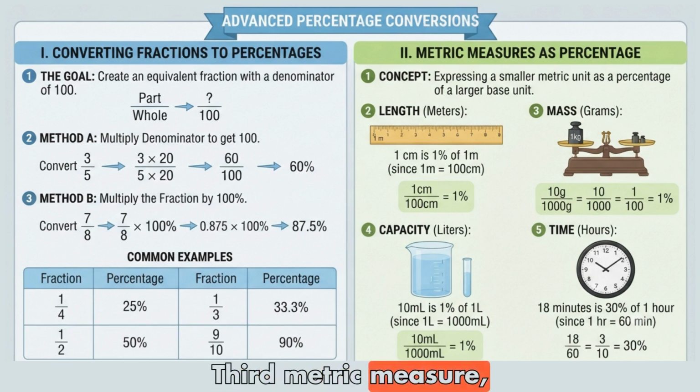Third metric measure. Capacity, liters. Concept: 10 milliliters as a percentage of 1 liter. Calculation: 1 liter equals 1000 milliliters. 10/1000 equals 1/100 equals 1%.